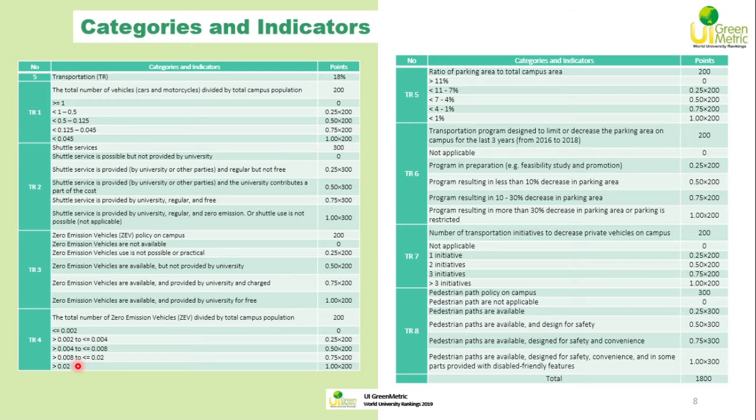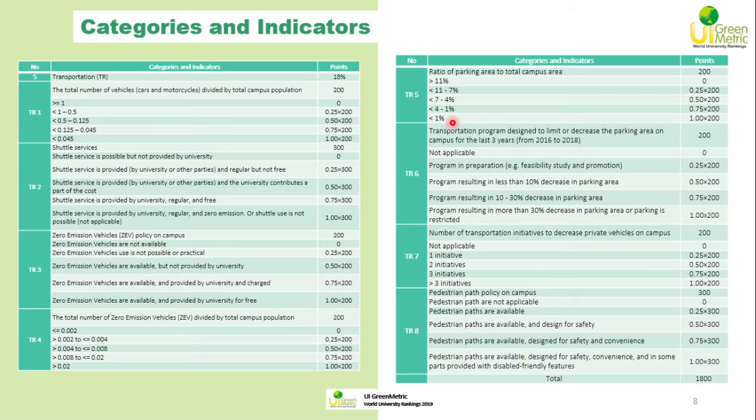For parking, it is measured in terms of two things: your total campus area and reduction program. The requirement for parking area is that it needs to be 1% or less of the total area of your campus, and that is criterion 5, 1% or less of your campus ground assigned for parking.